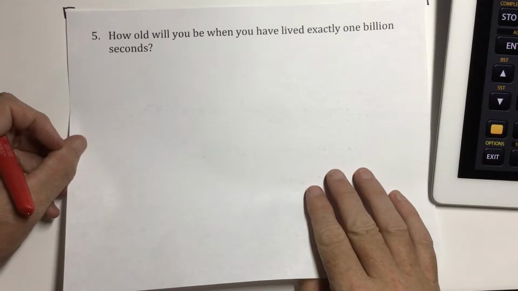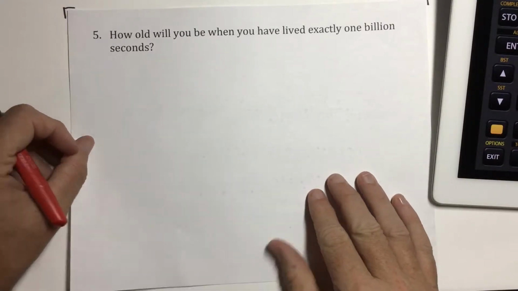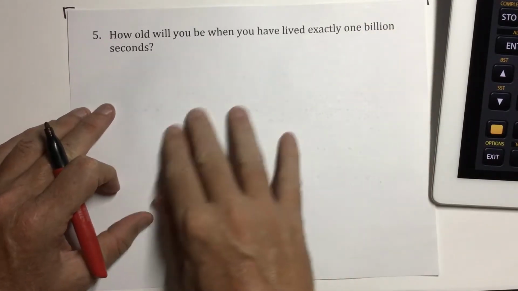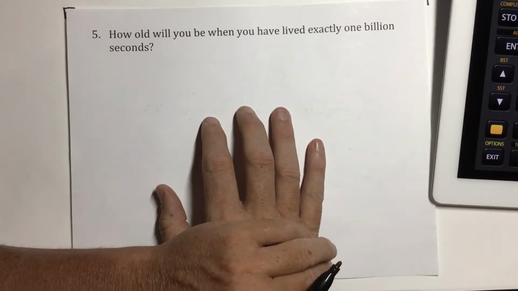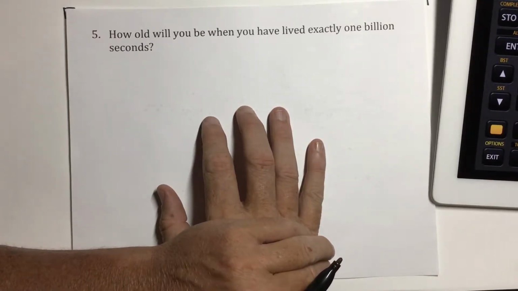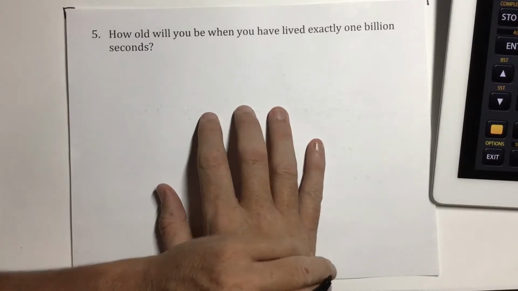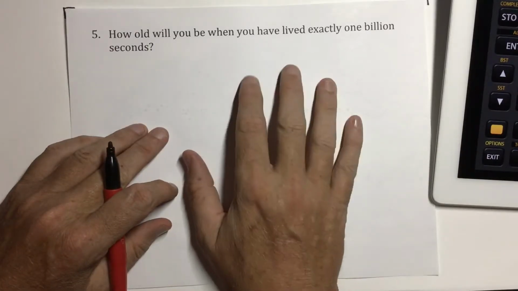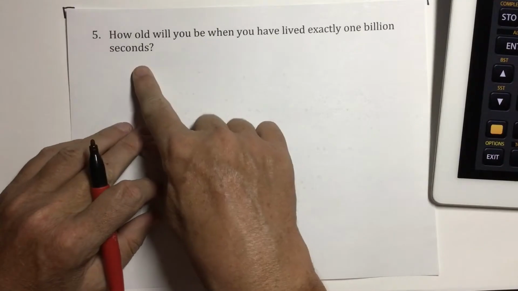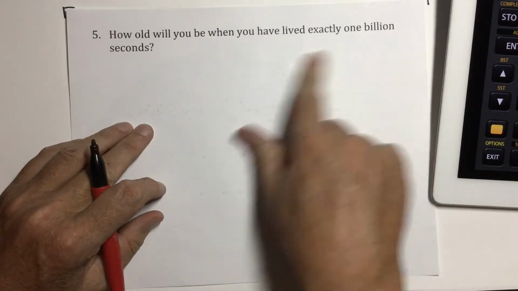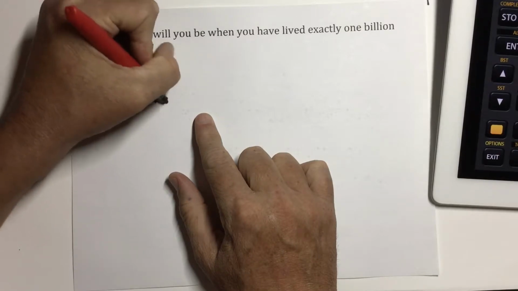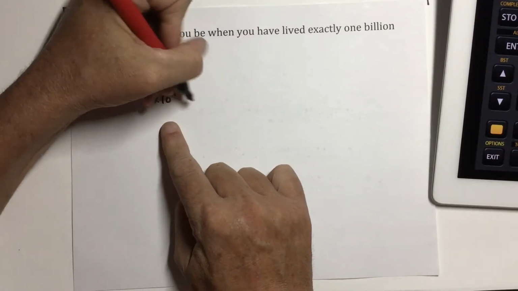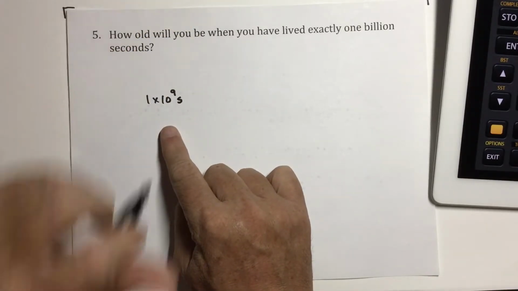How old will you be when you have lived exactly 1 billion seconds? I would like to think that this surprised many of you when you did this. Let's see. Now, I know that I want to convert 1 billion seconds to how old I will be, so that will be years. So let's start with 1 times 10 to the 9, which is a billion, seconds.